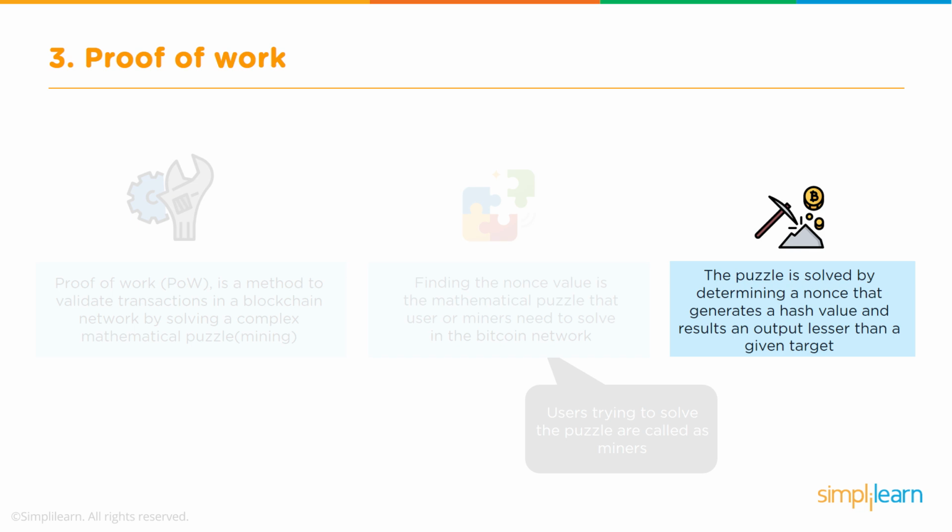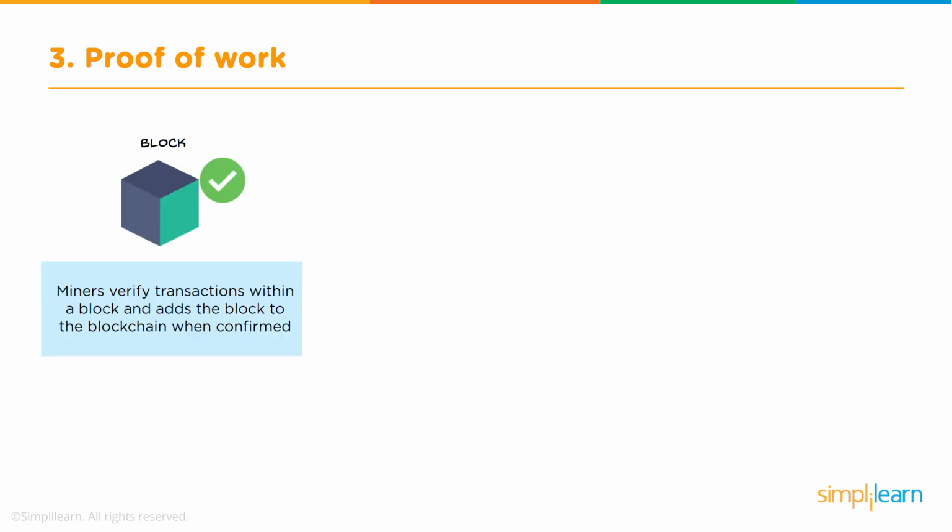The puzzle is solved by determining a nonce that generates a hash value that results in an output lesser than a target. So in any proof of work algorithm, there is always a target which is predefined for a block. The miner has to use the nonce in order to generate a hash which has to be less than the target. Miners verify transactions within a block and add the block to the blockchain when they have confirmed and verified the transaction.